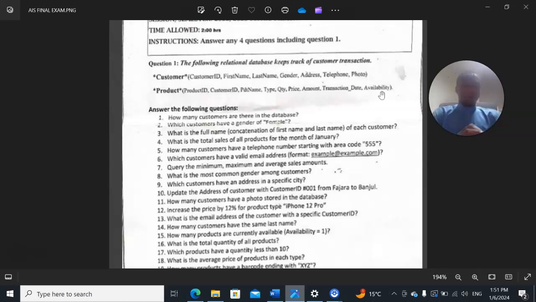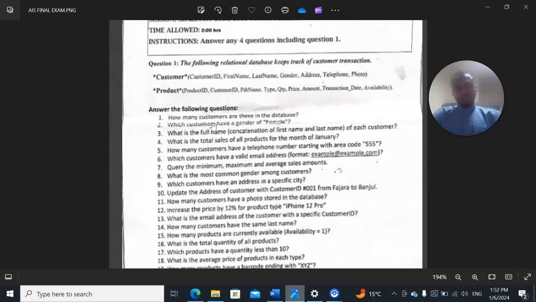So simply this is just an explanation about our customer and our product table and their attributes. Let's look at the following question. We'll be using our Word document to answer the following question. The first question says, how many customers are there in the database? How many customers are there in the database?